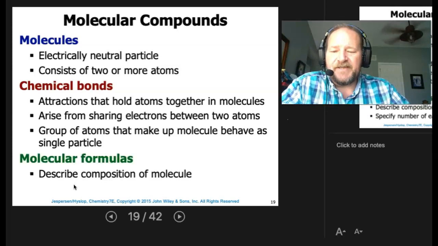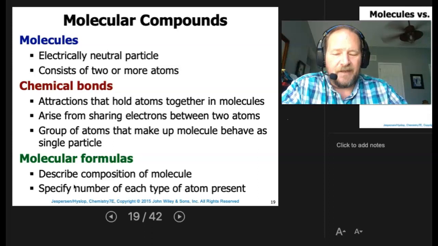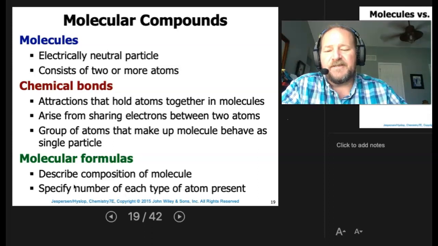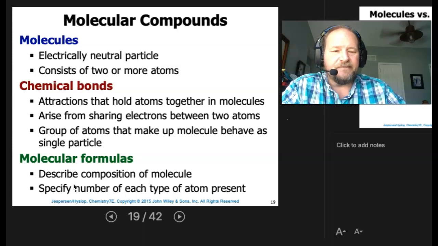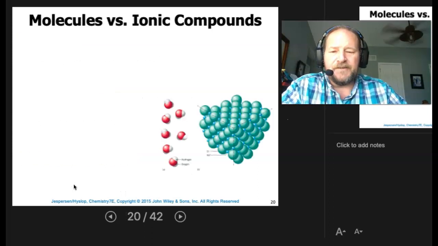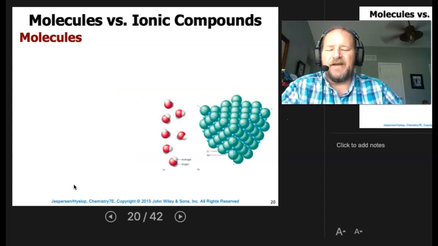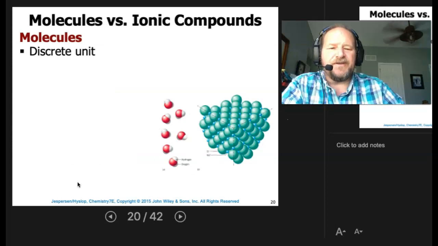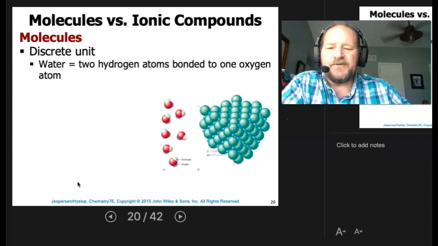So molecular formulas then describe the composition of the molecule. The subscripts still specify the number of each type of atom present. Okay, so molecules versus ionic compounds. For molecules, we have discrete units. For instance, water equals 2 hydrogen atoms bonded to 1 oxygen atom.